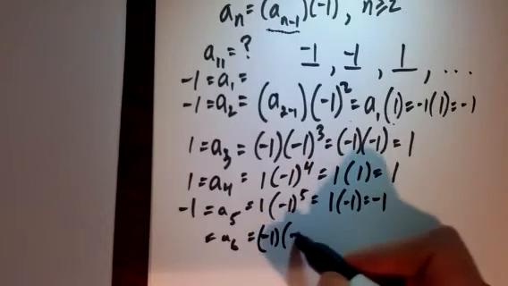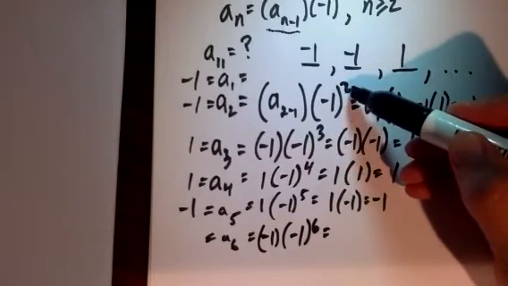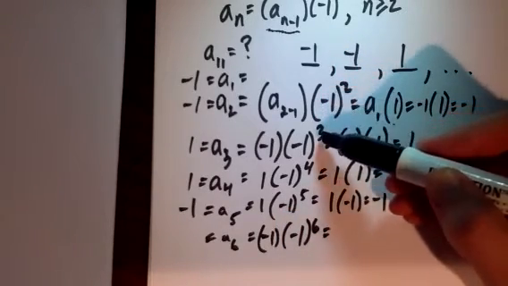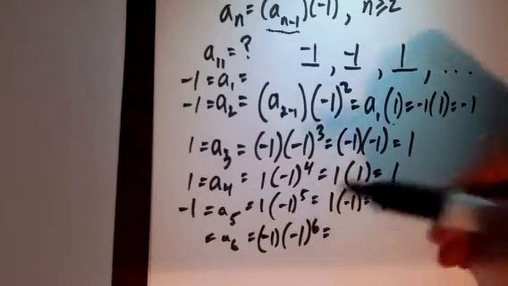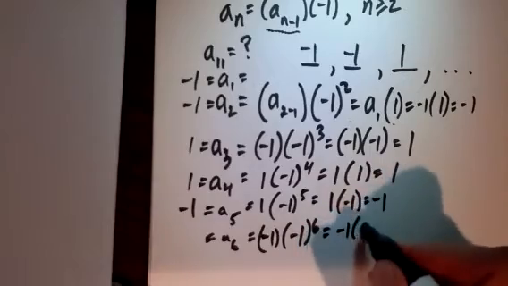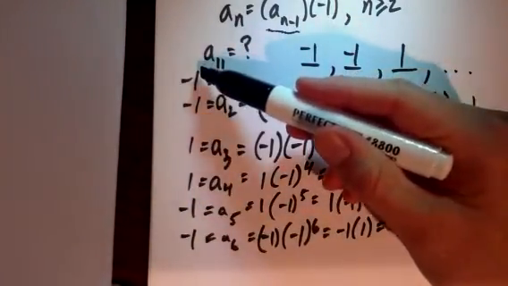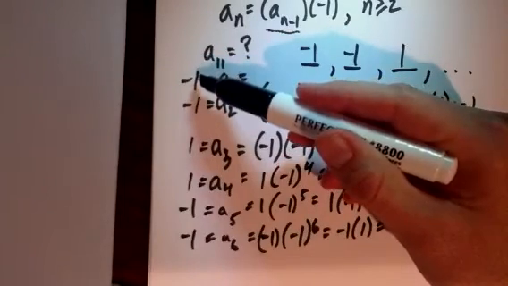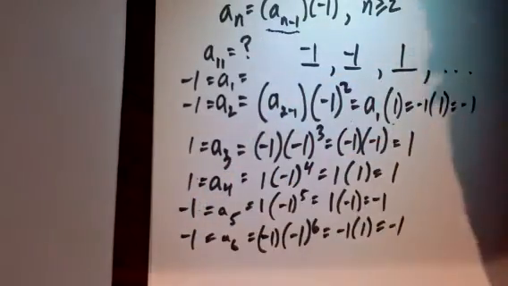-1 times -1 to the sixth. Remember, the even exponents are going to make that value positive. Then this value is negative, that value is positive, negative. In this case, it's going to be positive. So -1 times +1, -1. And so this sequence goes in pairs. -1, -1, +1, +1, -1, -1.